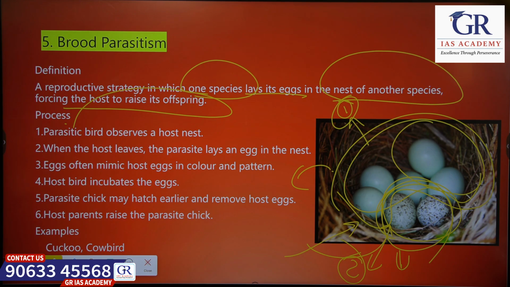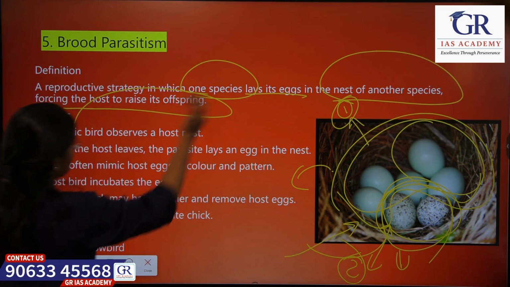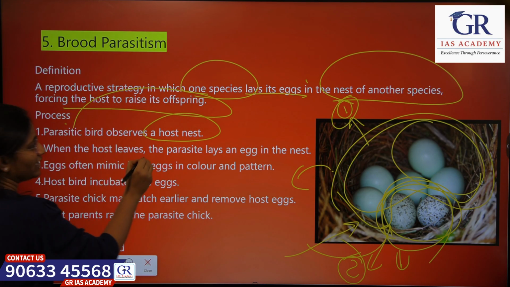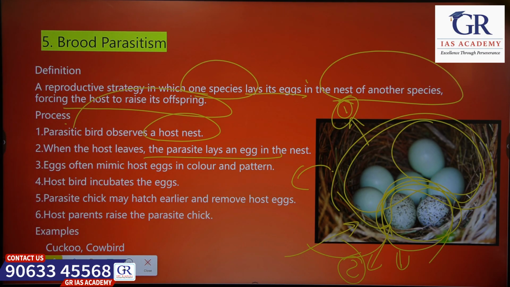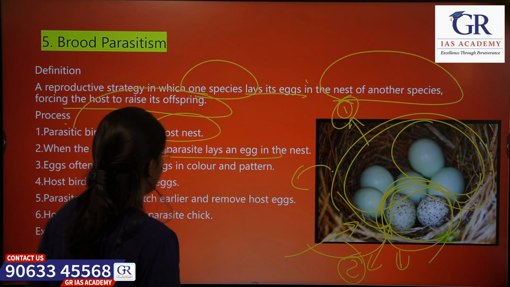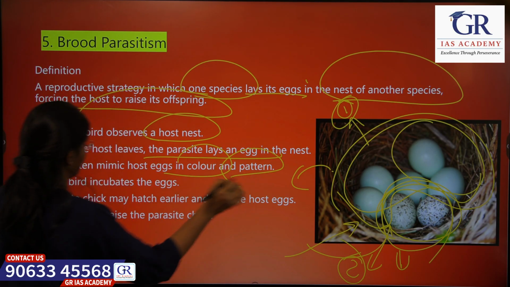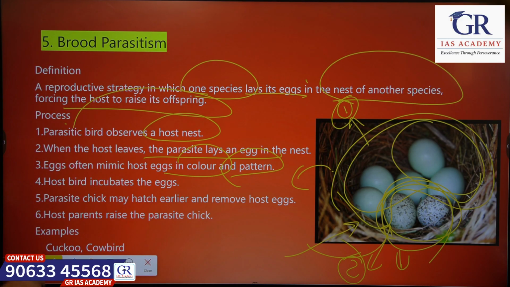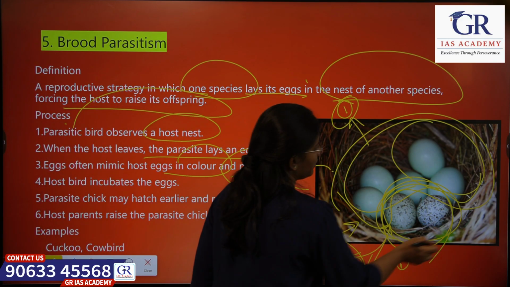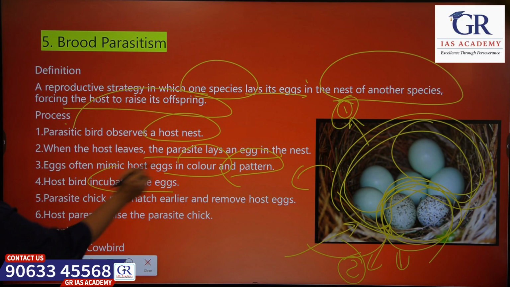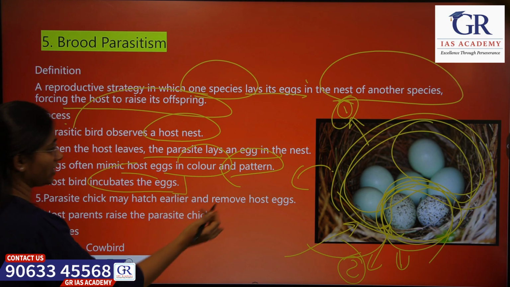So what is the process? First the second bird observes the first bird's nest, and then when the first bird leaves the nest, it comes and lays the egg in that nest. And what happens? Mostly the eggs laid by the second bird will be similar in color and pattern. Okay. And the first bird will incubate the eggs. It can't separate these eggs, so it will host the eggs. It will incubate the eggs of the second bird.